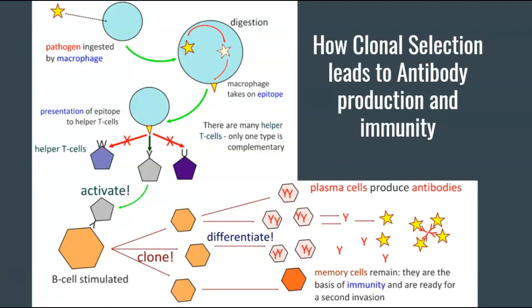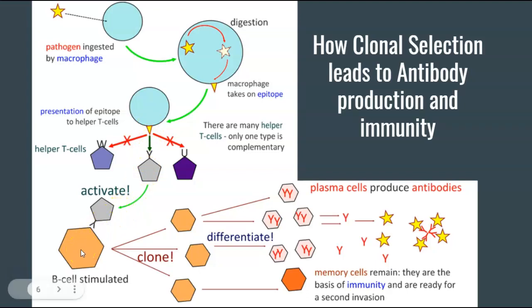So this is literally the exact same thing as what I just said, but in picture form. So your star is your pathogen. It's ingested by the macrophage. It's digested and an epitope comes out, right? This star point. This epitope is presented to helper T cells. And what do you know? There's a helper T cell that fits the shape, because the shape is specific, of this epitope that was just created. So then this activates the helper T cell, which activates the B cell.